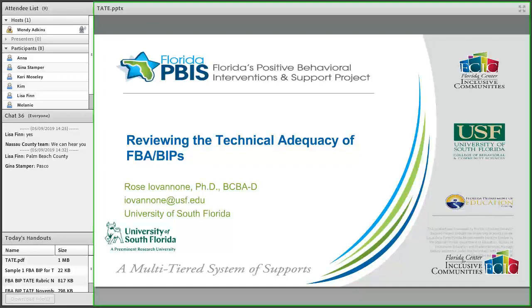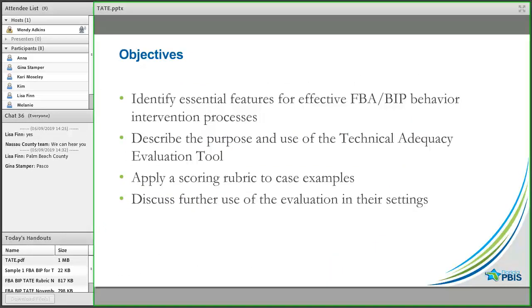So we're going to talk about how to evaluate the quality of your FBA and BIPs. And we're going to give you an actual instrument to do that. And we will actually practice about 3 items today with a fake FBA BIP that's been developed, adapted from a district, but definitely cleansed, so hopefully the district would never know that it was their FBA BIP, and it's probably a combination of several.